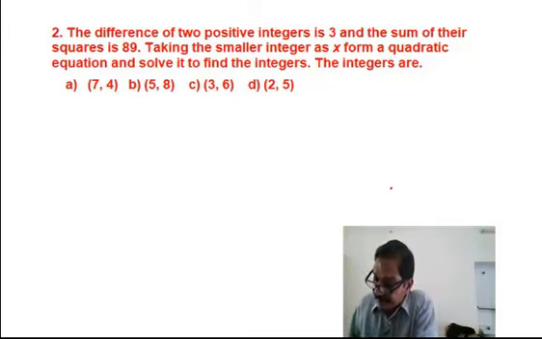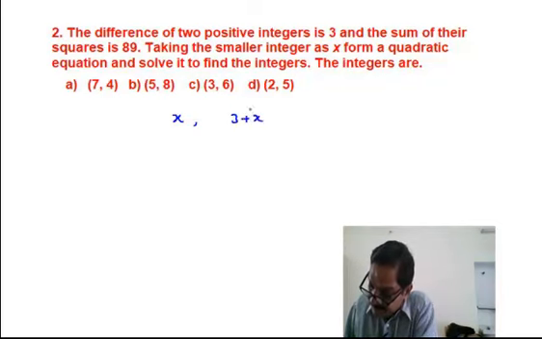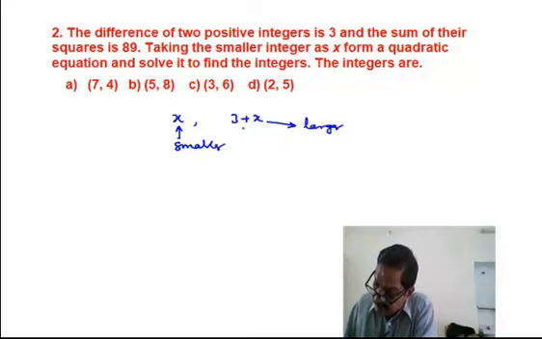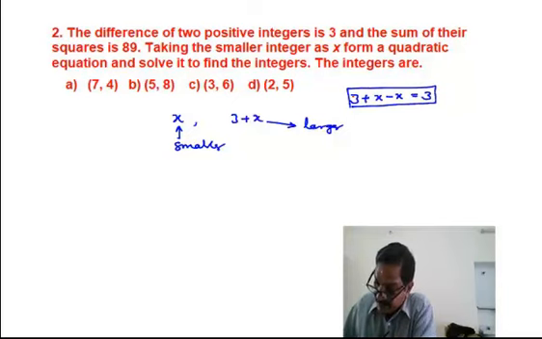See, we take the first integer as x. Then what will be the second integer? It will be 3 plus x. Here I have taken x as the smaller integer, and 3 plus x as the larger. Now if I subtract, 3 plus x minus x, then I obtain 3. This means the assumption is correct.